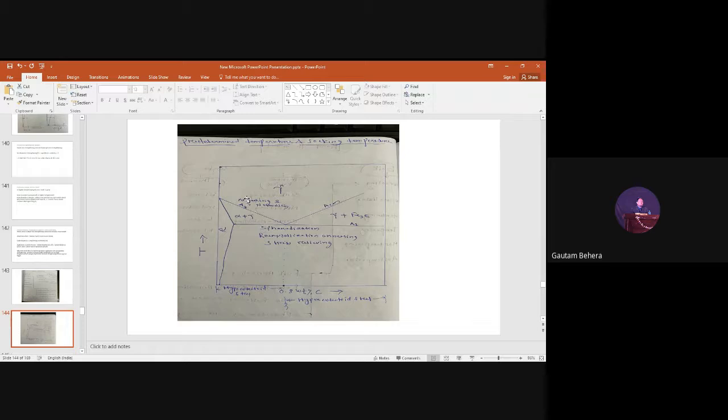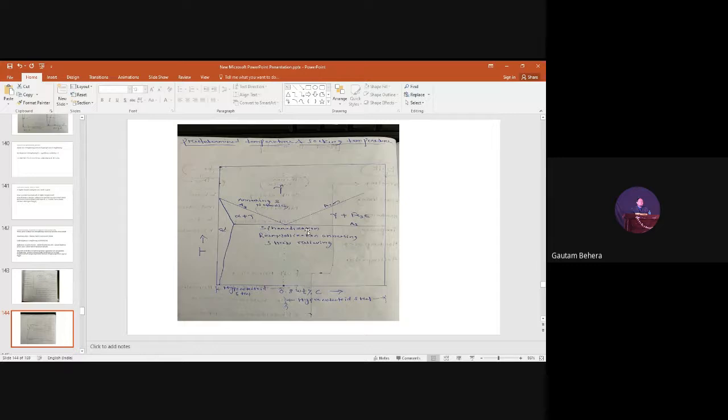So you can see what is the annealing temperature and normalizing temperature. You can see it is above A3. That means if we have a hypoeutectoid steel and I am doing annealing or normalizing heat treatment, then I have to go above A3 or AE3, right? But if I have a hypereutectoid steel, then the condition will be different. I will tell that in the coming lecture.